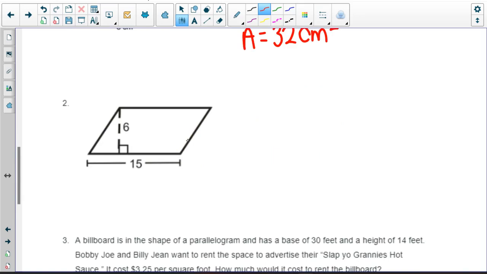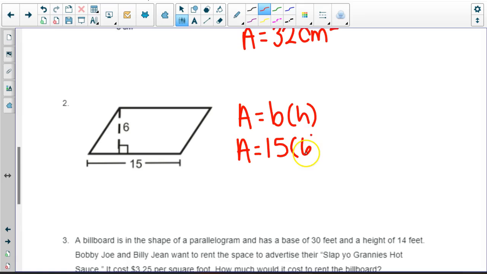Okay, for this one, we write our formula. So area is equal to base times height. Our base is 15, and our height is 6. So when we multiply this out, our area is 90. And if you notice, they didn't give us a unit of measurement. So when they don't give us one, we can't make one up for it. We use units squared.